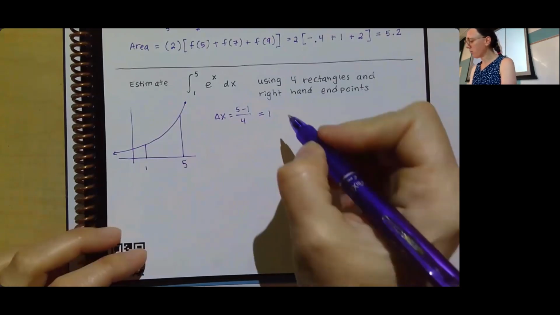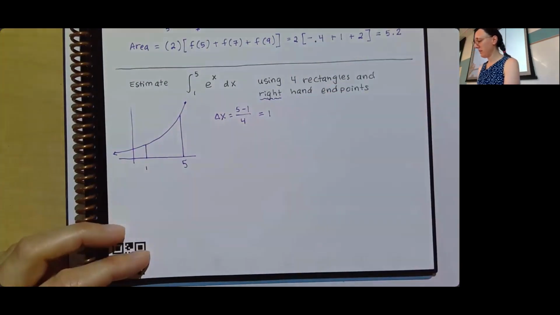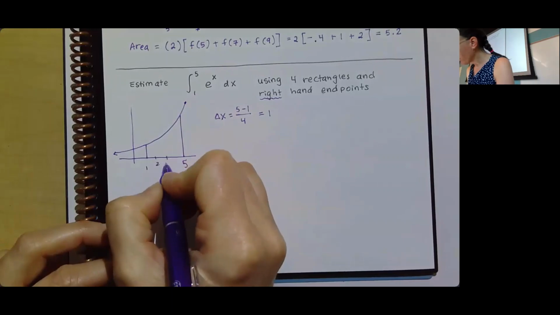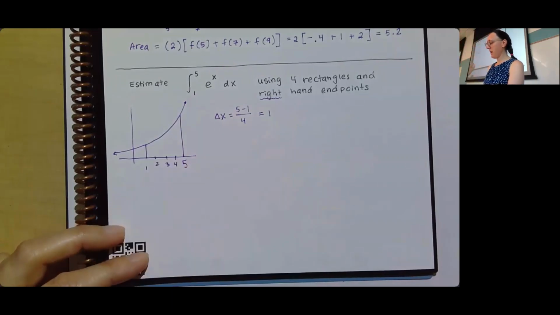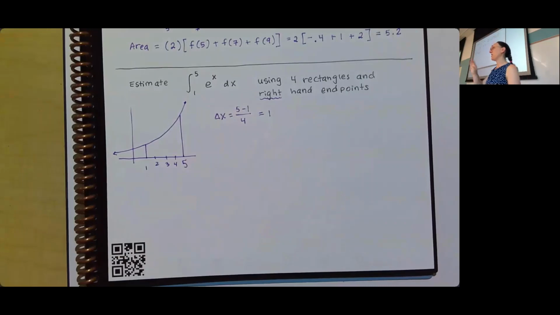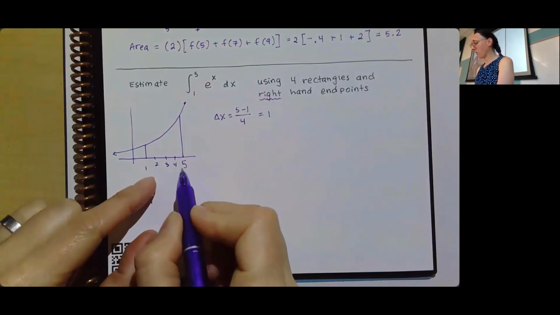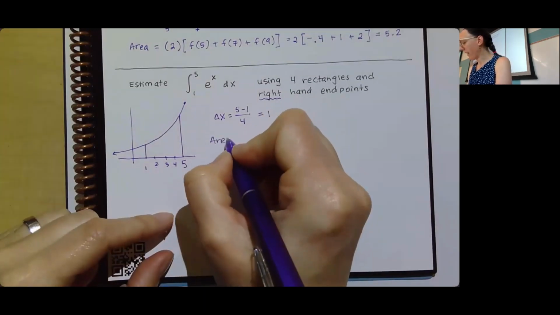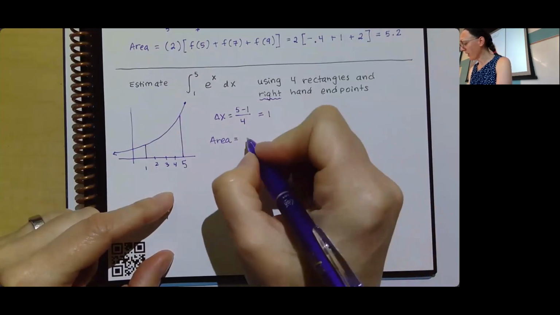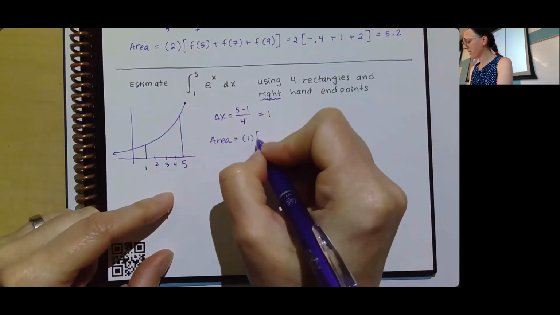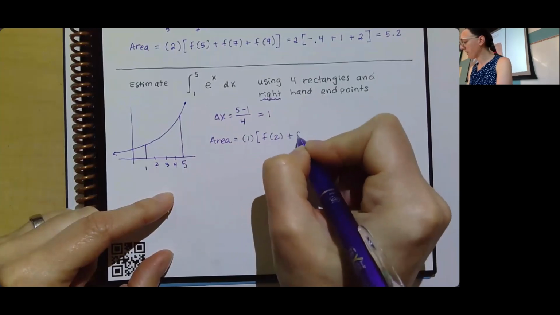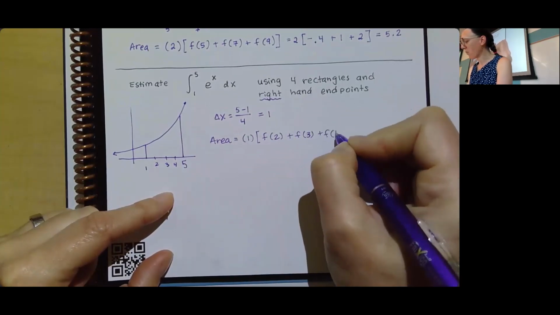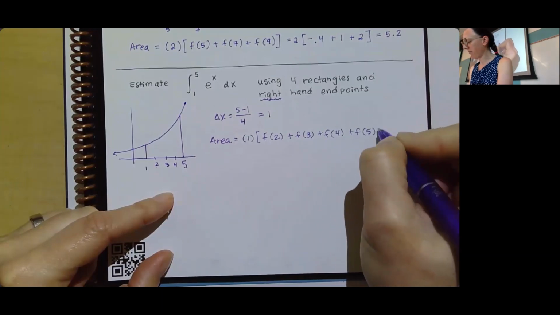Since we're going to use right-hand endpoints, 2, 3, 4, that means that I'm going to use the 4 values of the function, the 4 right values. So 2, 3, 4, and 5. So I know that my total area here is looking like that width of 1 times f of 2 plus f of 3 plus f of 4 plus f of 5.